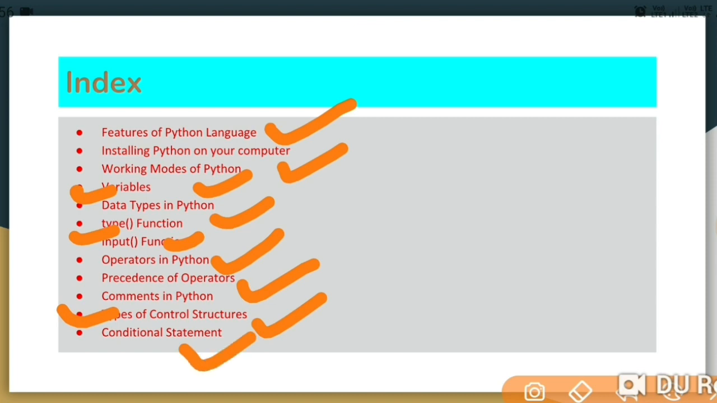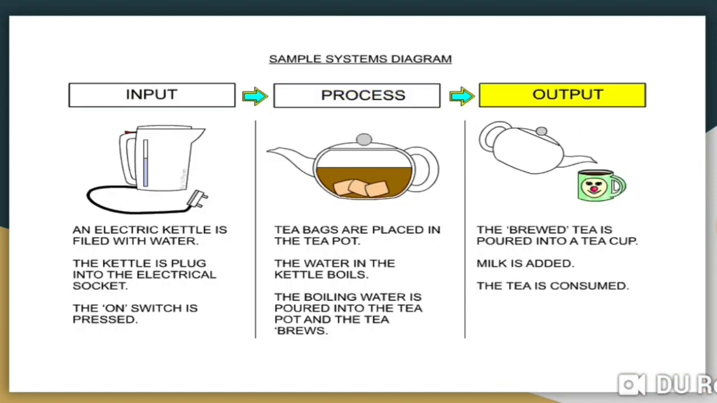So let's start. Before starting this chapter, you have to understand how a program works. A program works with the help of the IPO process. This is the IPO cycle in which the computer works, that is input, process and output.